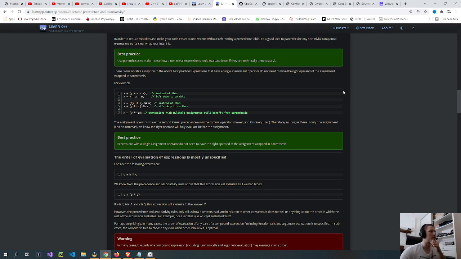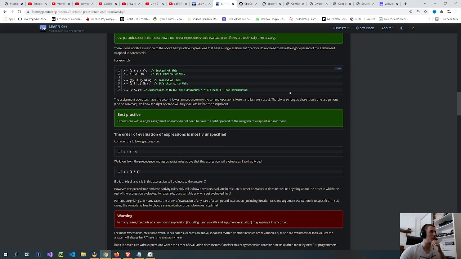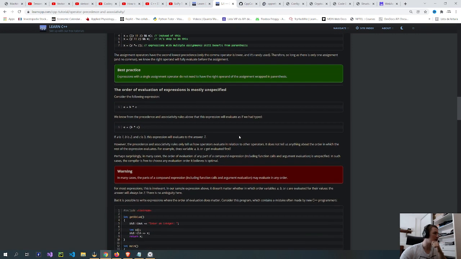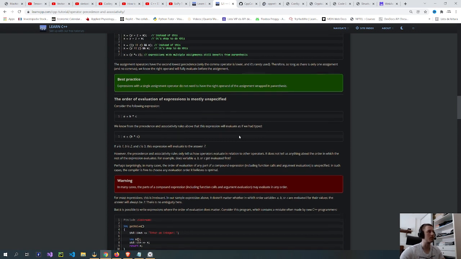Best practice: use parentheses to make it clear how a non-trivial expression should evaluate, even if they're not necessary. Best practice: expressions with a single assignment operator do not need to have the right operand of the assignment wrapped in parentheses.